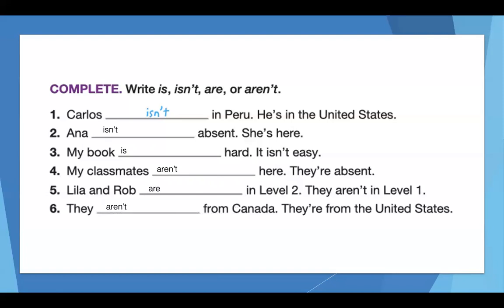Carlos isn't in Peru. He's in the United States. Anna isn't absent. She's here. My book is hard. It isn't easy. My classmates aren't here. They're absent. Lila and Rob are in level 2. They aren't in level 1. And they aren't from Canada. They're from the United States.